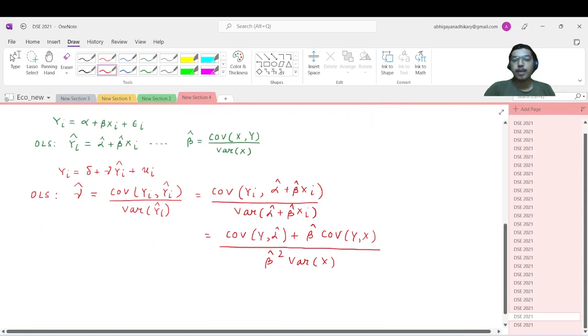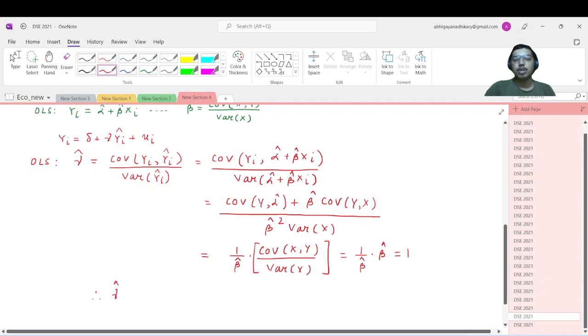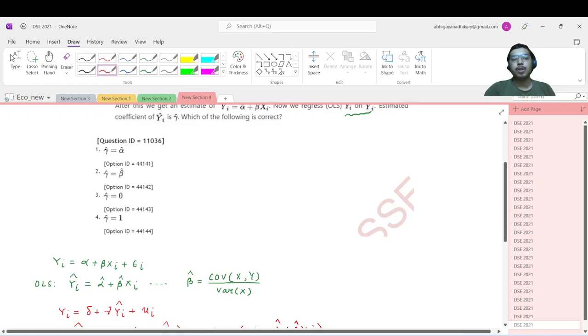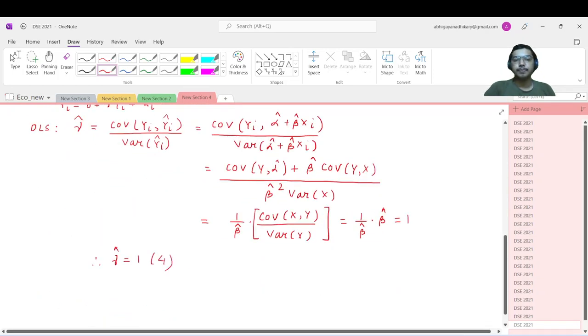Covariance between y and alpha hat is 0, so this is basically 1 by beta hat times covariance of x comma y divided by variance of x. And if you look at the earlier expression, this is nothing but beta hat. So this is 1. Therefore, gamma hat is 1, which is basically matching your option number 4 in this case. Option number 4.